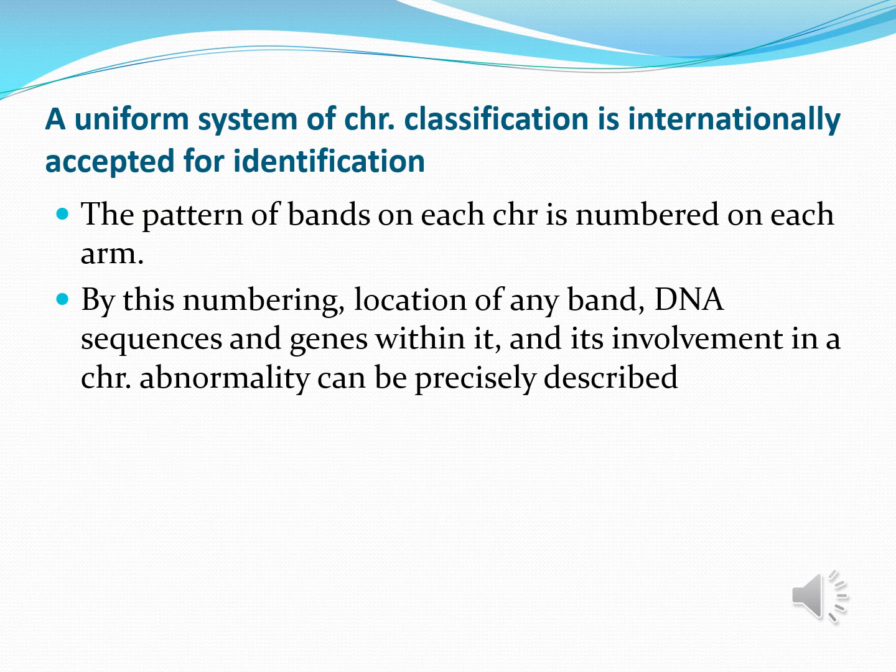A uniform system of chromosome classification is internationally accepted. Chromosomes are identified by size, centromere position, and banding patterns. The pattern of bands on each chromosome arm is numbered. Using this numbering system, the location of any band, DNA sequence, or gene can be precisely described. This standardization allows cytogeneticists worldwide to communicate findings clearly. For example, 46,XY,del(4)(p16.3) precisely describes a deletion on chromosome 4.